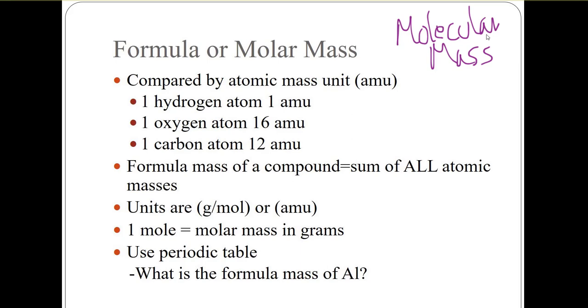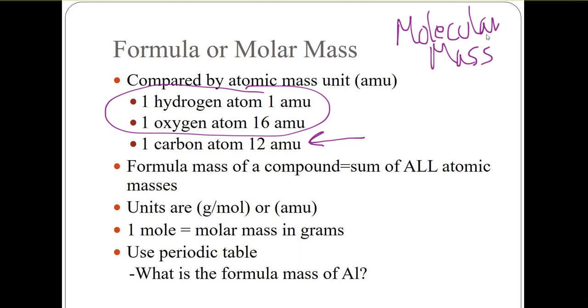How they got these numbers is before like 1960-ish, they used to compare all the other elements to hydrogen and oxygen. After about 1960, they decided to use carbon as their comparison. So this might be one reason why hydrogen, oxygen, and carbon are pretty close to a whole number as far as their molar mass, okay?